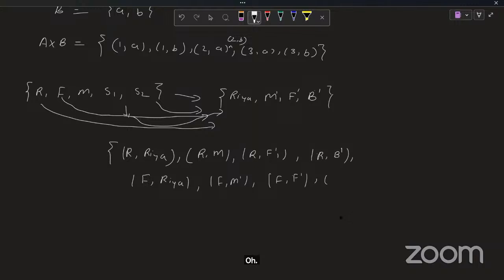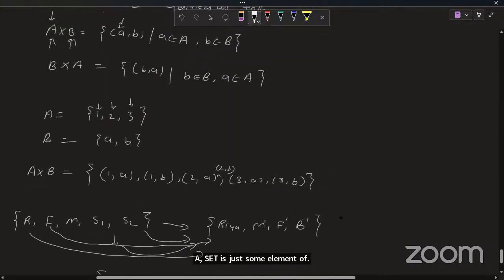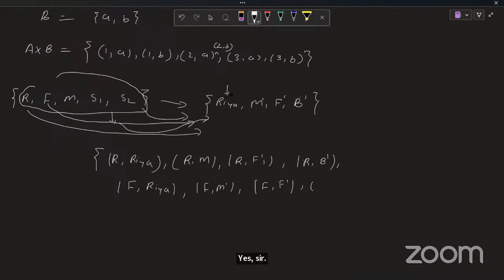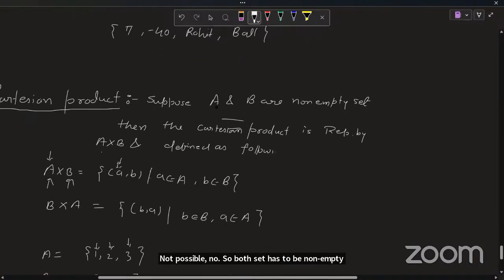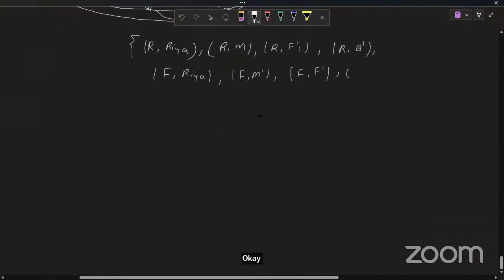Sir, suppose A set has some elements and B is empty, then A cross B is a Cartesian product? I have already told you, A and B are non-empty sets. Suppose in that example, Rohan does not exist and Rohan's family does not exist. So with whom will Ria get married? Not possible, no? So both sets have to be non-empty. That is why in the definition itself, I have mentioned that A and B are not empty. Got the idea? So this Cartesian product is done.